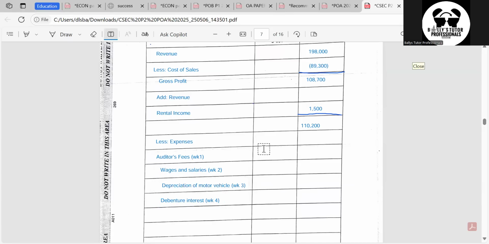Tallied out. Auditor's fees was 8,600. Wages and salaries 18,100. Depreciation motor vehicle 6,000. Debenture interest will be the 4,000, the amount that was supposed to be paid, the full amount, right? Even though they only paid 200, we record the full 4,000.